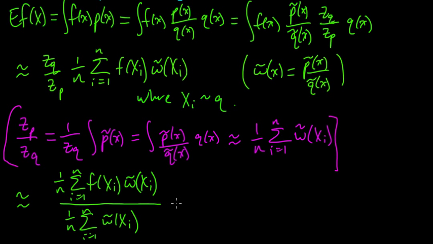And let's rewrite this. Let's move this denominator. Let's divide w tilde by the denominator, and we'll put it in front. Let's call that w hat of xi. And so here w hat. So let's write down what we got. We got the following approximation.